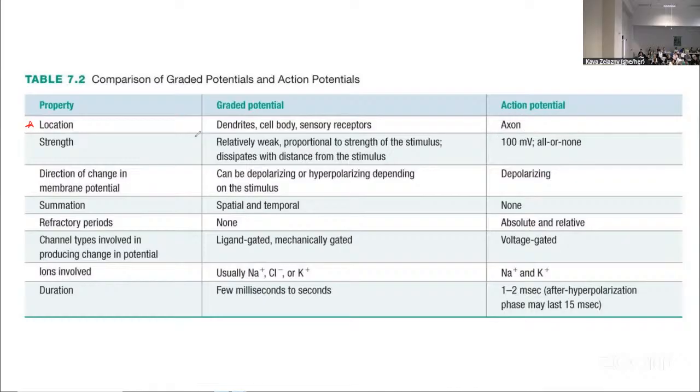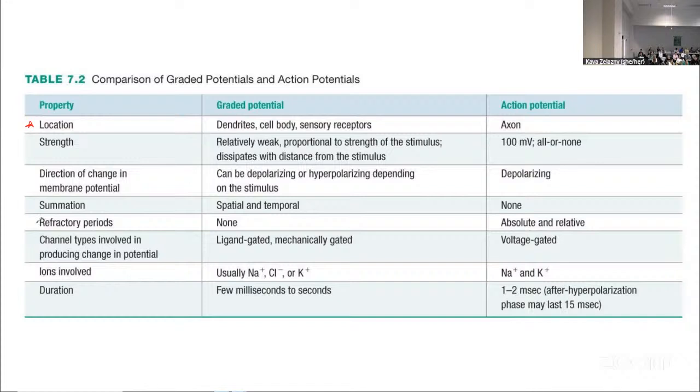Our graded potentials are weak. They vary in how big they are. Not true for our action potentials. We're going to see that the direction of change in the membrane potential, because we saw this, can go either direction. So a graded potential could bring the membrane potential up, could bring it down. Our action potential always depolarizes first, always goes up first before we reset. Graded potentials can be added together. Action potentials can't. An action potential is just an action potential.